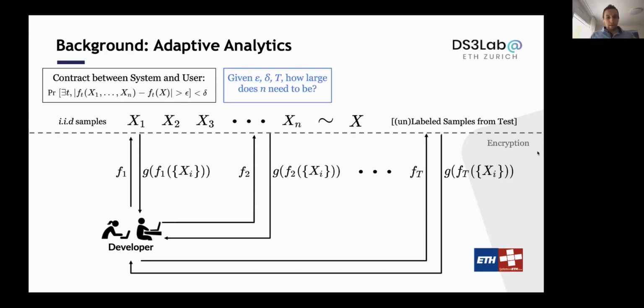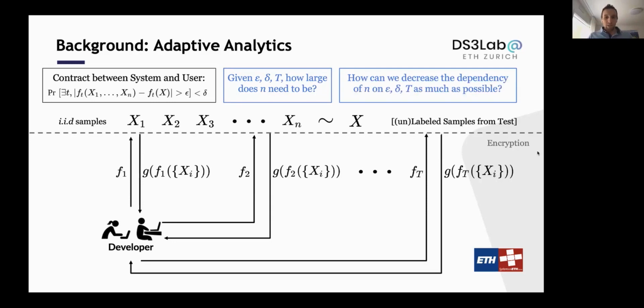Okay. Now, given an epsilon and a delta and a capital T, the question we want to answer is how many samples do we need in order to meet that contract? And can we decrease the dependency on M as much as possible?